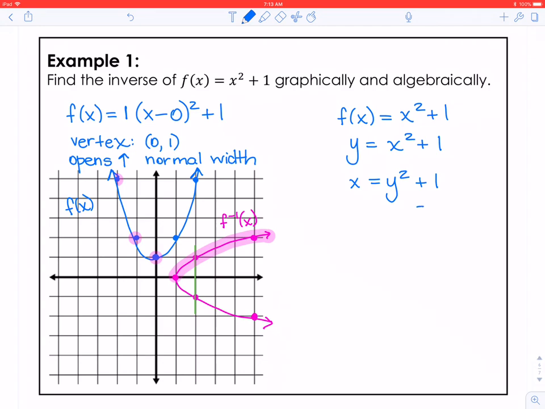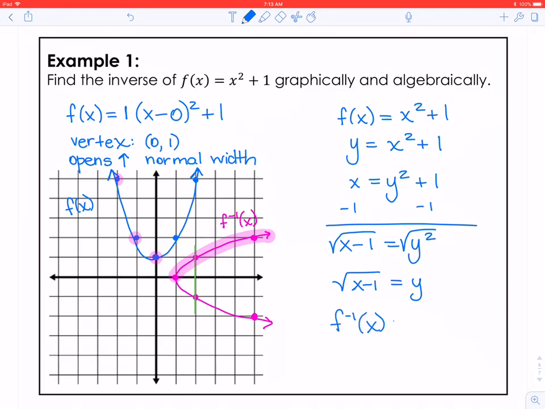So subtract 1: x minus 1 equals y squared. And to undo your square, you'll take the square root. So the square root of x minus 1 is equal to y. Or the inverse of x is the square root of x minus 1. Remember, we're not using plus or minus because we only want the principal square root so that we have a function. Otherwise, it would just be a relation.